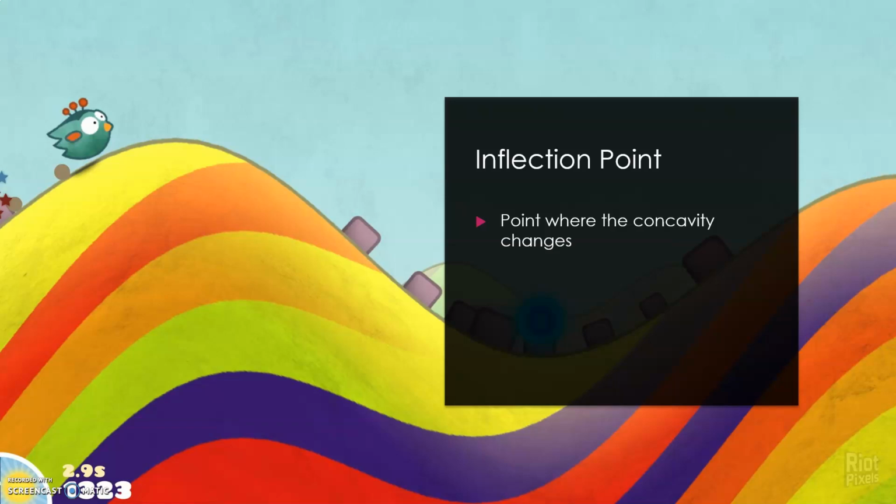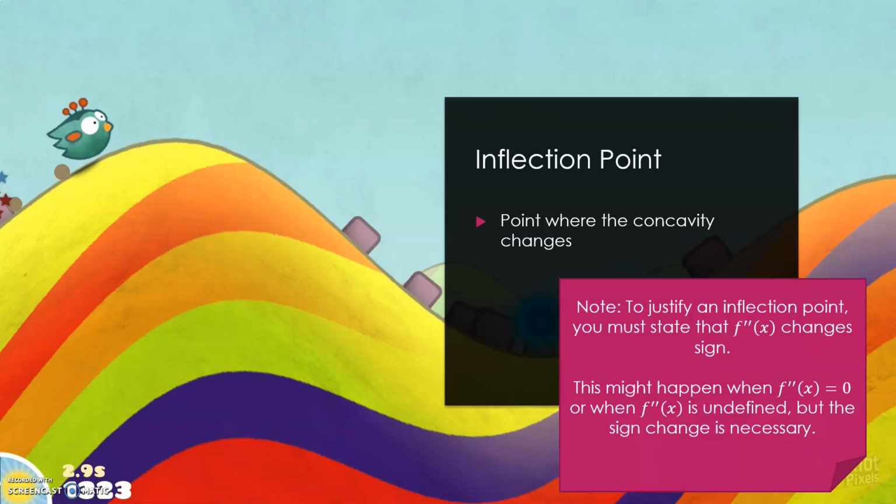The inflection point is the place on the graph where the concavity changes. Without the tool of a derivative, it's very hard to see the inflection point with your eyes. Just by taking a look at the graph, it's hard to see where the inflection points happen. So the way you find an inflection point is you look for a sign change on f double prime.